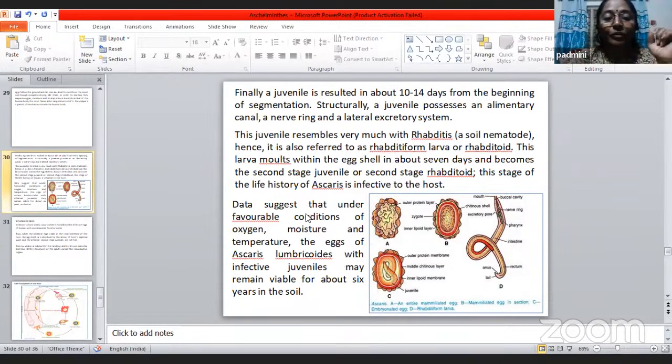Data suggests that under favorable conditions of oxygen, moisture, and temperature, the eggs of the Ascaris with infective juveniles may remain viable for about 6 years in soil. Imagine, they can survive for 6 years in the soil, provided they have oxygen, moisture, and the temperature is conducive. So in the summer season, how can they maintain the temperature? It is because when these eggs are underground in the soil, the temperature is a little lower and moisture is maintained. So sometimes they can survive even for 6 years in the soil in a juvenile state. This egg state is a juvenile state, which is an infective form of the Ascaris.